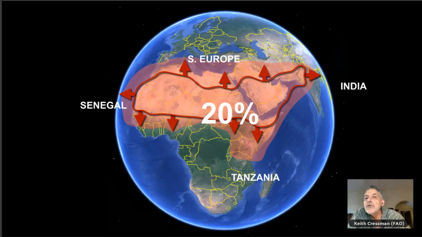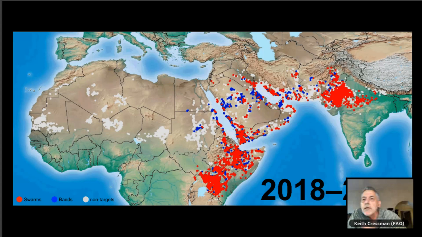So this is not a new phenomenon. This has occurred in the past. It's just that we don't remember it because it was so long ago. But in response to very good weather conditions, we can end up with a situation like we've been facing in the last 2 years, what we call a desert locust upsurge.